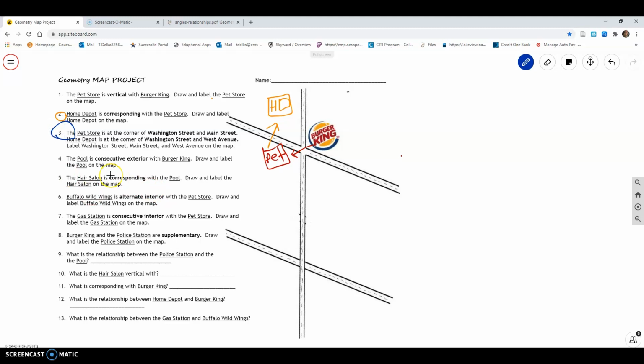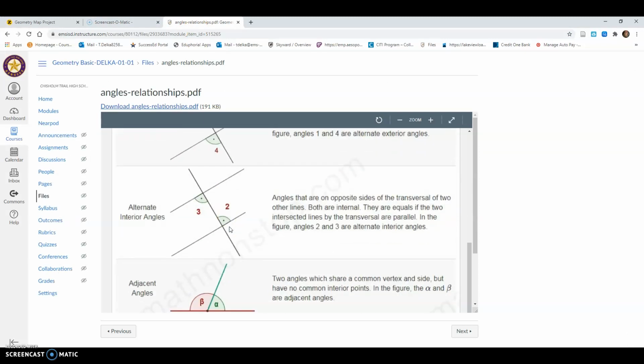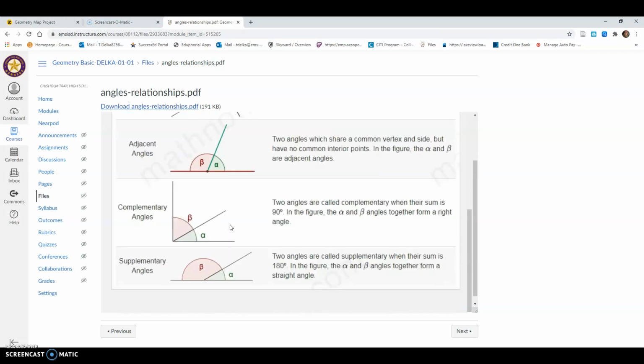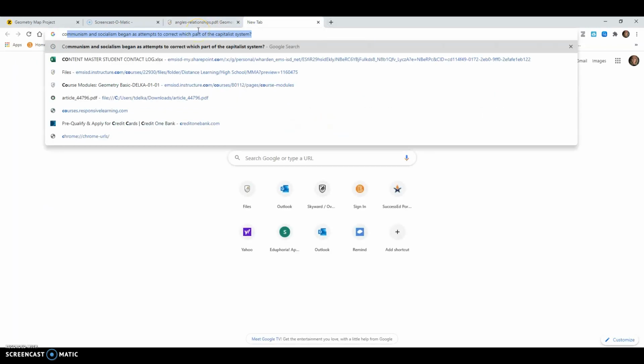All right, the pool is consecutive exterior with Burger King. Draw and label the pool on the map. Okay, first we need to know exterior. And we actually didn't discuss consecutive exterior. I didn't think that we'd be going that in depth, so let's go look at that.